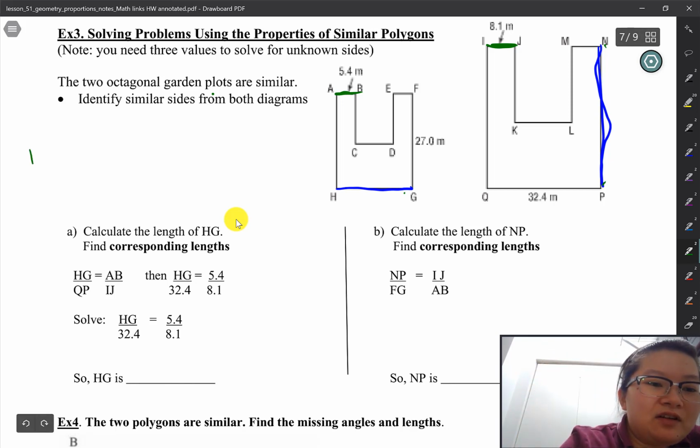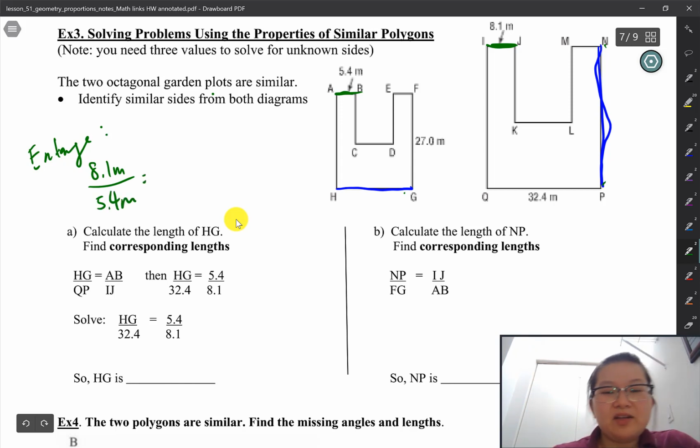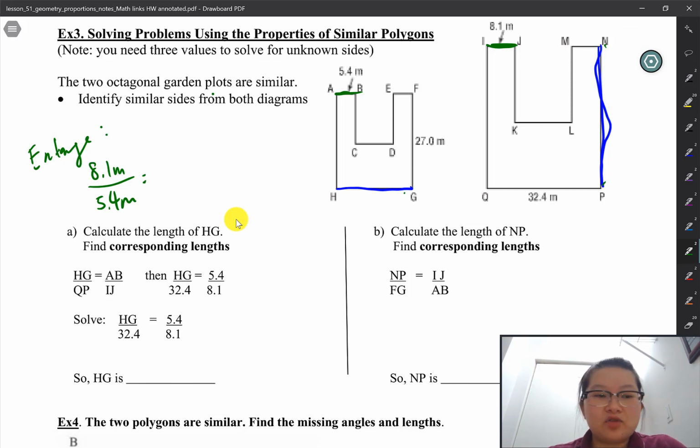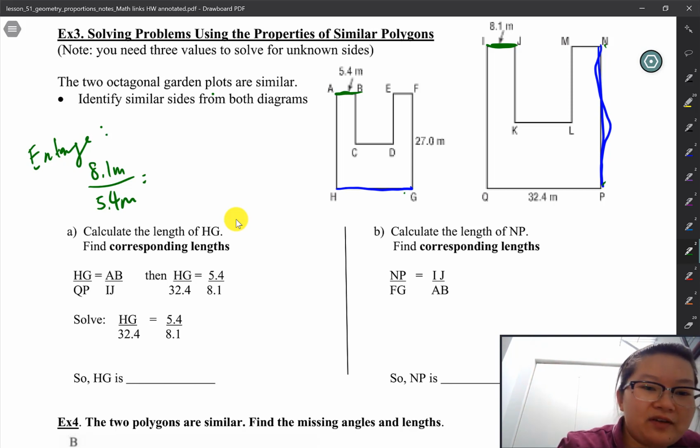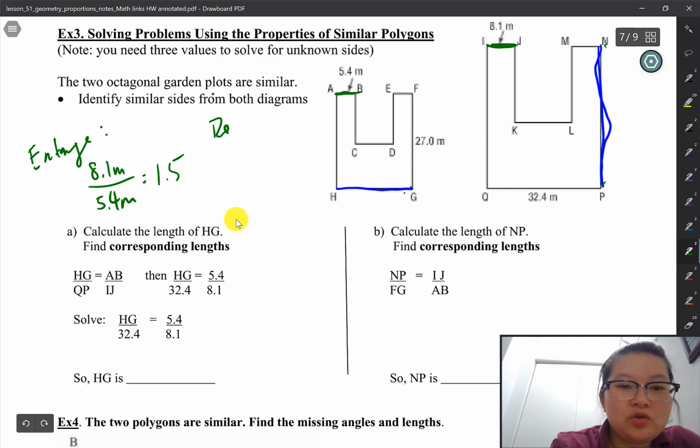So here, if I'm trying to enlarge, this will be 8.1 meters divided by 5.4 meters. So this is assuming that whatever I'm trying to figure out, I am trying to enlarge it. I'm trying to figure out NP, for example. That's an enlargement. So that one is going to give me 8.1 divided by 5.4, 1.5. Hey, nice numbers. But what happens if I want to reduce?